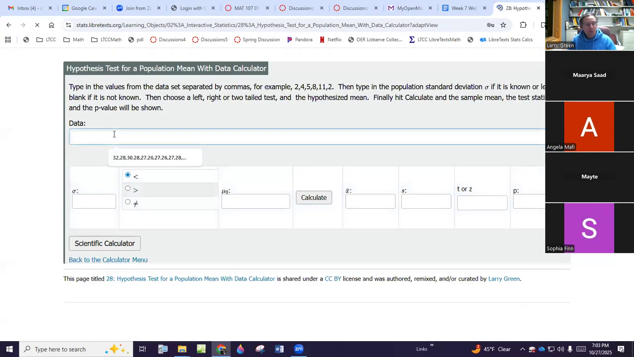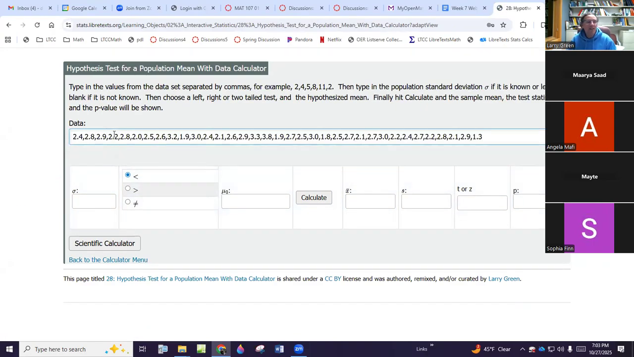So now we just put the data in. I copied it, and now I'm going to paste it in. Any questions so far? Okay. We don't know sigma. Notice it says, type in the values of the data set separated by commas, then type in the population standard deviation sigma if it's known, or leave it blank if it's not, and we don't know the population standard deviation. So just leave that blank.